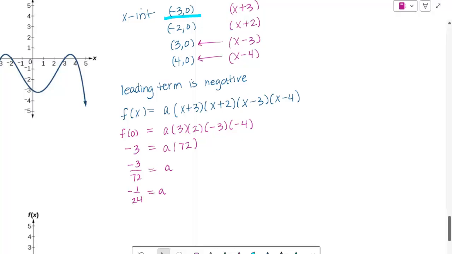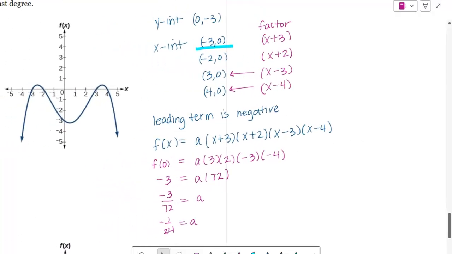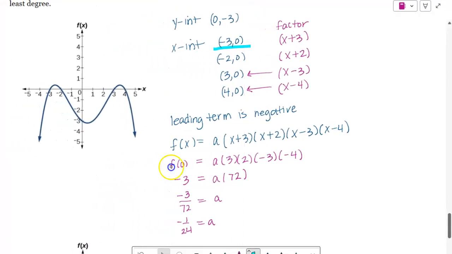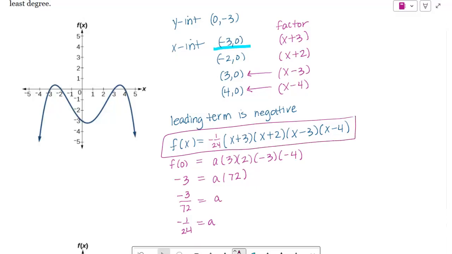So we think that our final answer here is going to be, we'll go back up here, and instead of writing a there, we'll put -1. Oops, not there. I wanted to go up one more. Let's go up here. Let's write -1/24. We think that this is our function.